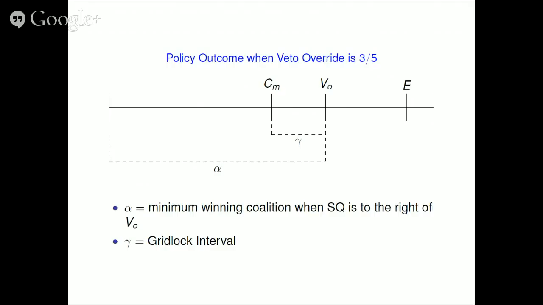Again, we're moving policy from the right to the left toward the veto override pivot. Once it gets to the veto override pivot, it may stop. The veto override pivot will vote for that new bill, and so will everybody else to the left, because they're going to prefer that new policy to the old status quo. That is the minimum winning coalition under a 3/5 rule.